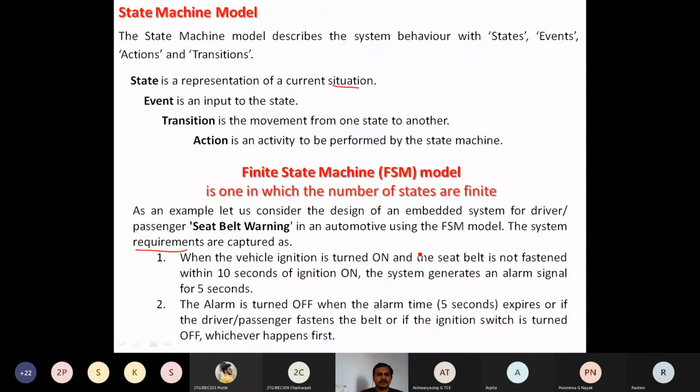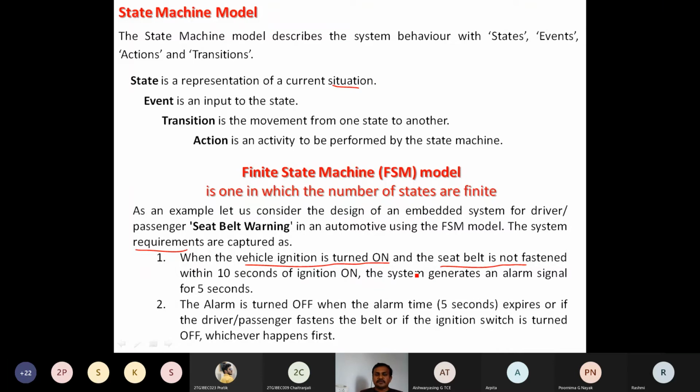ಸಿಂಪಲ್ ಎಕ್ಸಾಂಪಲ್, ದ ರಿಕ್ವೈರ್ಮೆಂಟ್ ಏನಿದೆ ಅಂದ್ರೆ ಒಂದು ಕಾರ್ ಡಿಸೈನ್ ಮಾಡೋ ಹೊತ್ನಾಗ ದೇ ಪುಟ್ ದಿ ರಿಕ್ವೈರ್ಮೆಂಟ್ ಇಸ್ ದಟ್ ವೆನ್ ದ ವೆಹಿಕಲ್ ಇಗ್ನಿಷನ್ ಇಸ್ ಟರ್ನ್ ಆನ್, ಇಗ್ನೈಟೆಡ್ ಅಂತ ಹೇಳಿದೆ ನಾನು. ವೆನ್ ದ ವೆಹಿಕಲ್ ಇಗ್ನಿಷನ್ ಇಸ್ ಟರ್ನ್ ಆನ್, ದ ಸೀಟ್ ಬೆಲ್ಟ್ ಈಸ್ ನಾಟ್ fastened.